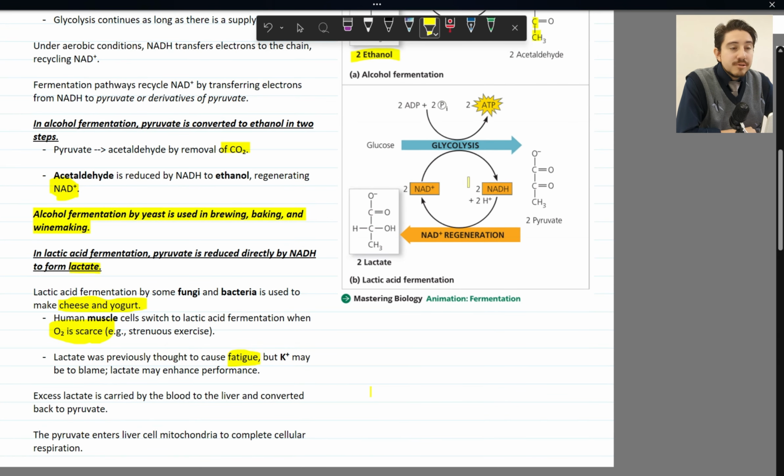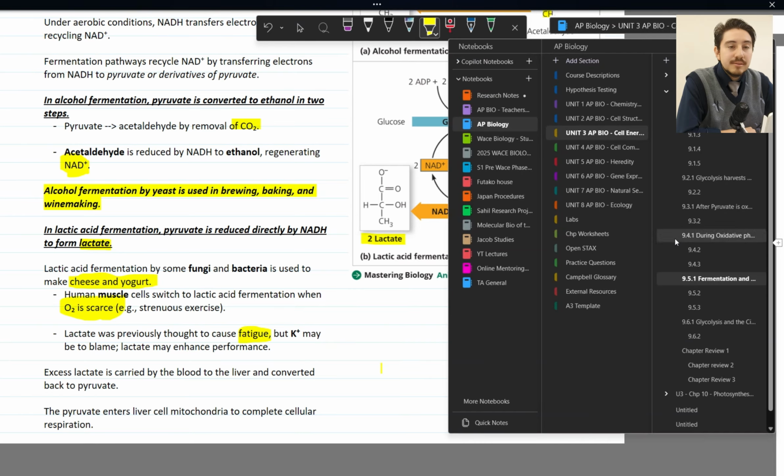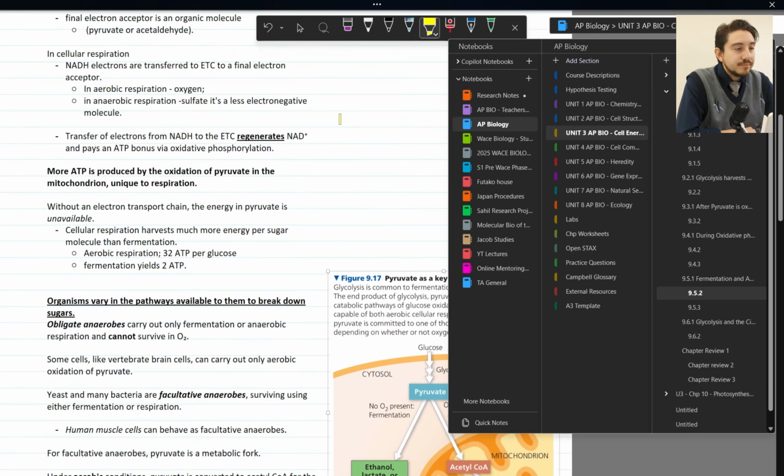What you see here, again, is the visual for lactic acid fermentation, same idea. ATP is being produced in glycolysis. NAD plus is reduced to NADH. Pyruvate then gets reduced into lactate, so you can, again, regenerate NAD plus. Let's continue here.